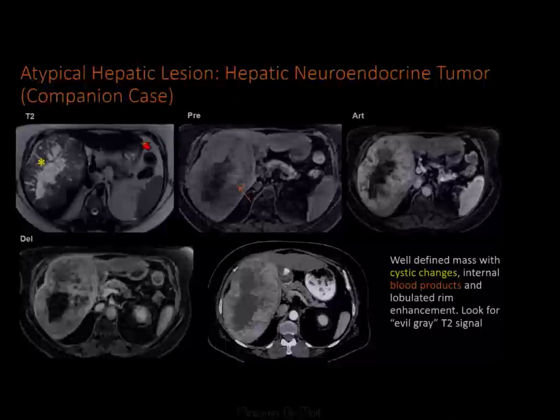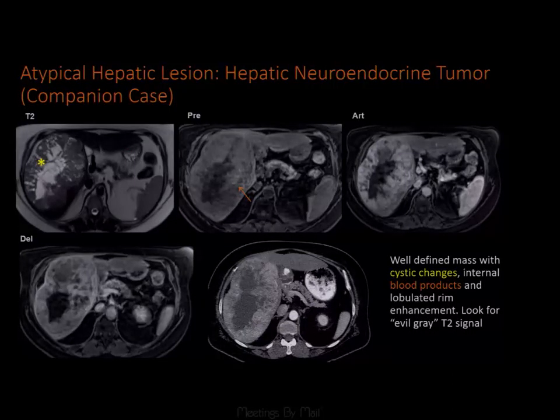This is a companion case. It looks exactly like that last case I showed you. It was actually another hepatic neuroendocrine tumor, and again, notice that evil gray T2 signal, and these are cystic changes, and this was progressive rim enhancement.